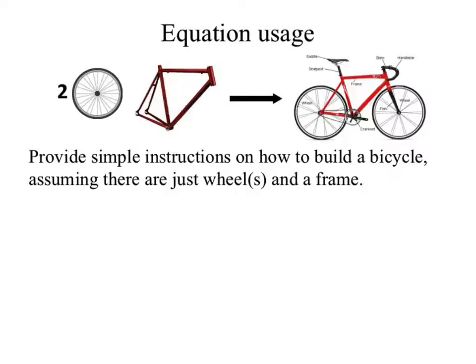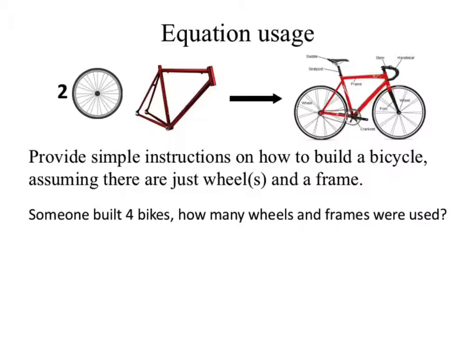So, 2 wheels I could abbreviate. I don't have to draw out each wheel. I can just say 2 wheels. So there's the first abbreviation we would make. Same kind of idea in chemistry. Okay. So someone built 4 bikes. How many wheels and frames were used?